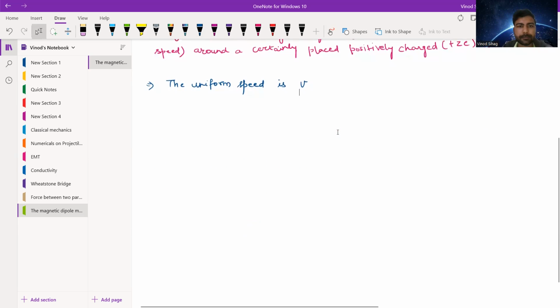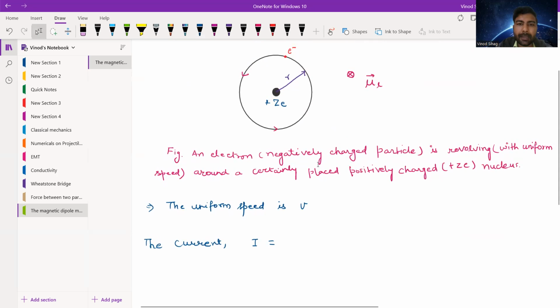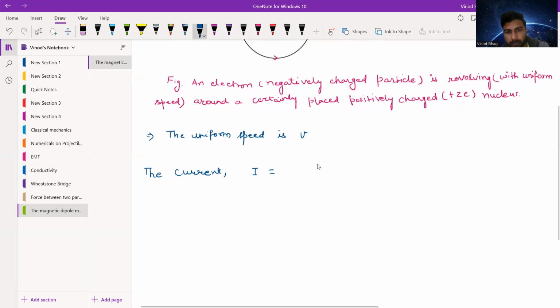Okay, so we know that the current will be I equals charge upon total time, the total time taken to revolve the electron. Here the particle is revolving in uniform circular motion, so the charge on the particle is e, the magnitude of the charge we are taking here, and T is the total time taken for one revolution, or we can say one round around the circle.